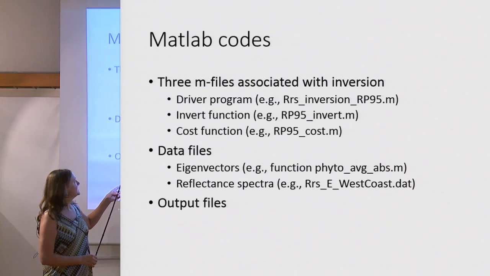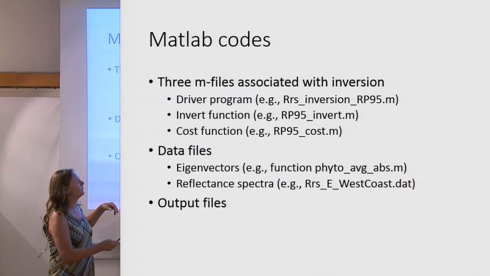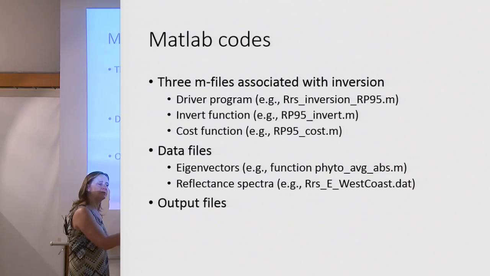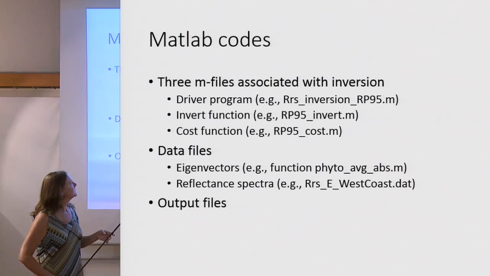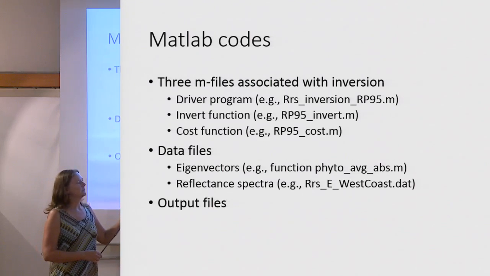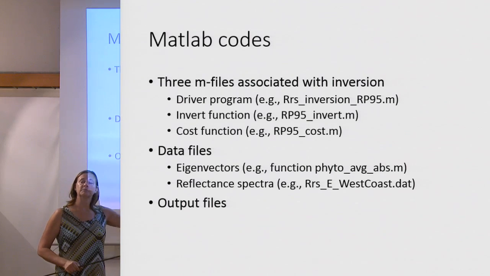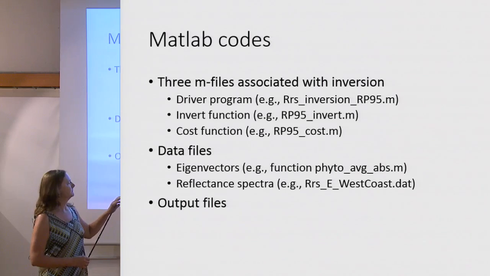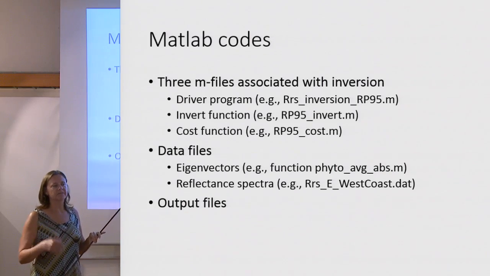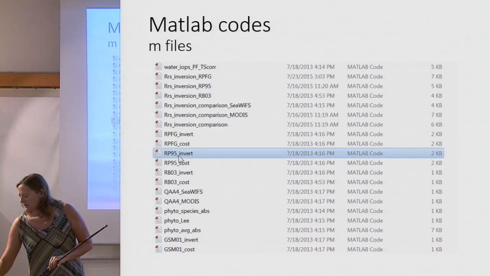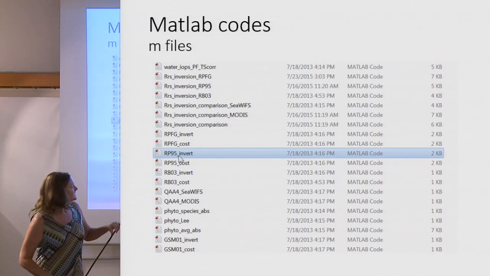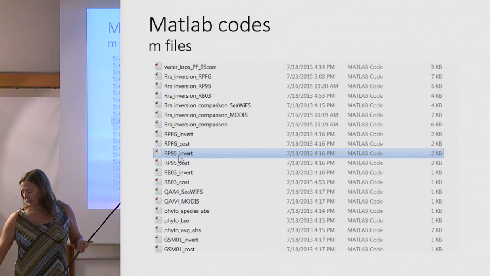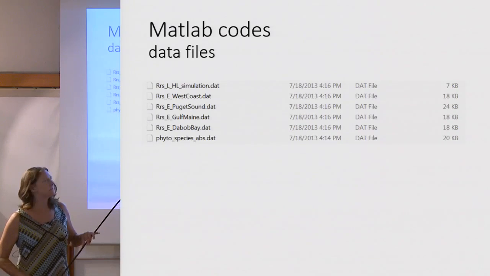I've also given you some data files for the eigenvectors. So there's one called Phyto average abs, which kind of goes without saying. And then I've given you a series of reflectance spectra, which I've broken up into sort of blue spectra, green spectra, whatever. And then there's no output files. You basically can just save it as you go. So these are the files that I've given you in there. These are the data files.